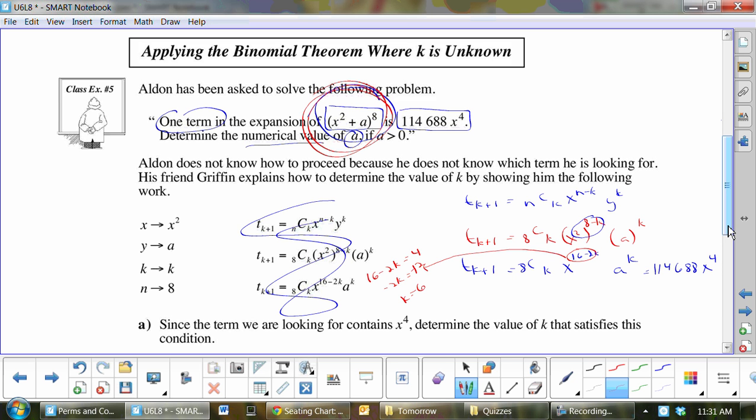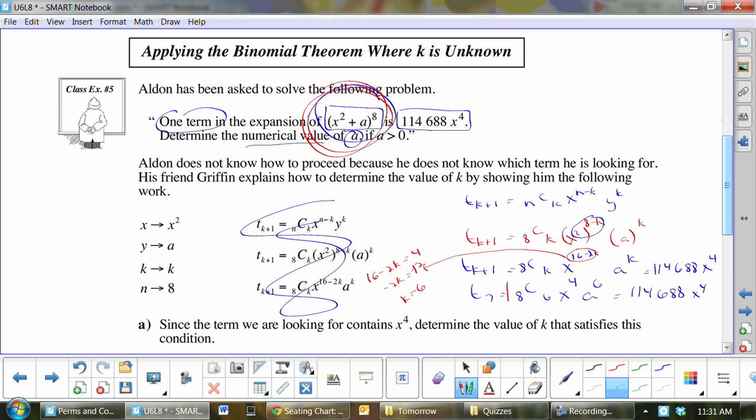So which term am I looking for? 7, right? So the answer is T7 is 8C6 x to the 4, a to the 6. And this still all equals 114,688 x to the 4.